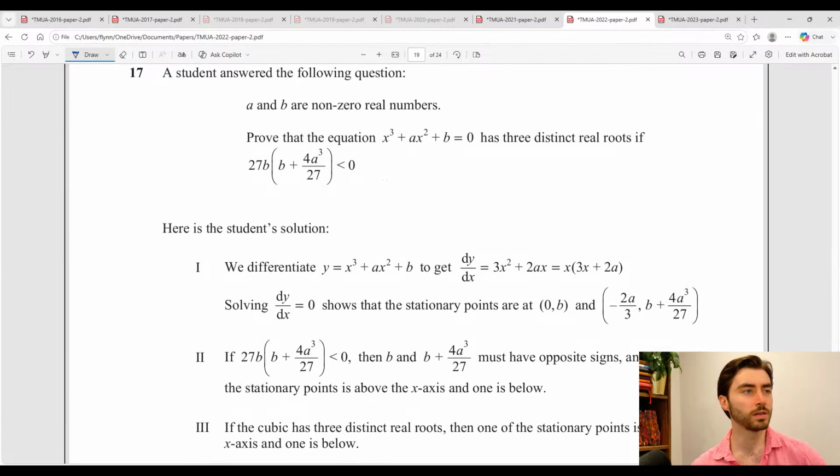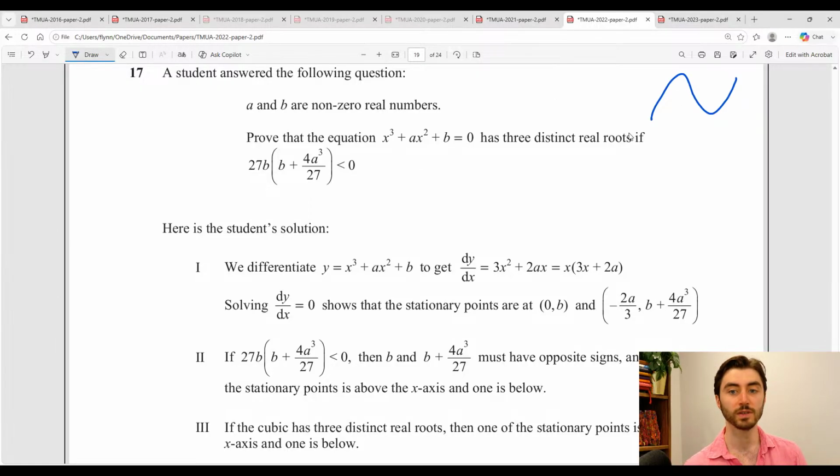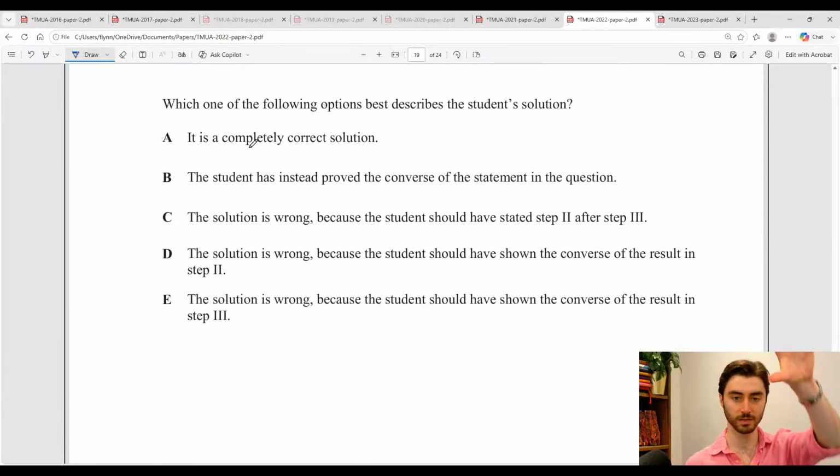A and B are non-zero real numbers. Prove that this equation has 3 distinct real roots. Again, very common TMUA skill. If you want to get the number of distinct roots of a cubic, you work out the 2 turning points. If it's 3 distinct real roots, you need the maximum to be above the x-axis and the minimum to be below the x-axis. So how'd they go about this? And again, this is weird, right? This is not the usual where is the incorrect line.